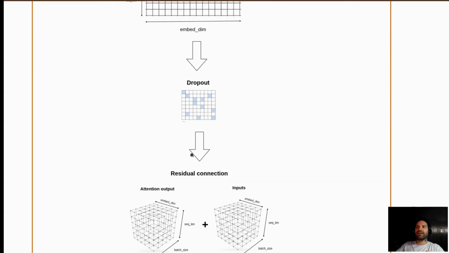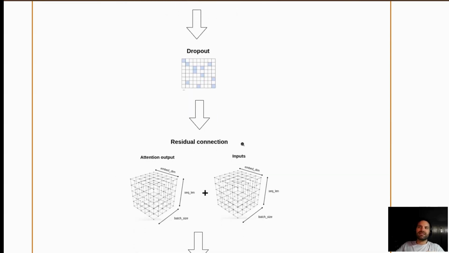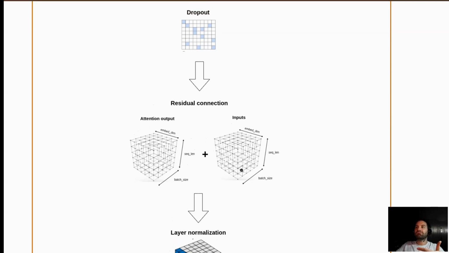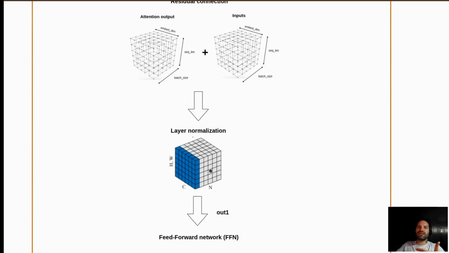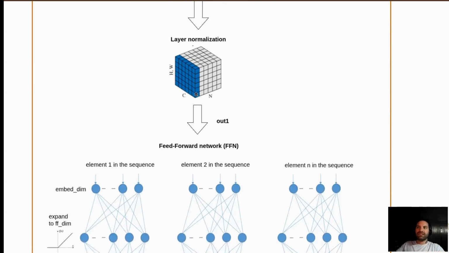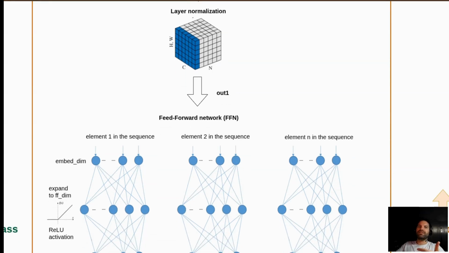After this, we are going to apply another dropout. We apply the residual connection, which adds the original embedding back to the attention output. So we are giving back a little more information about the inputs. This ensures that crucial information isn't lost. Then layer normalization standardizes the vector to have a stable distribution, significantly helping with training stability. And after this, we get an output that we are going to enter into the feed-forward network, also called FFN.